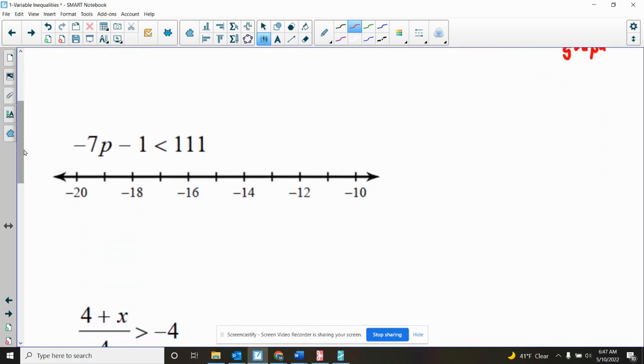Okay, let's go again. At this point, I would like you to try a quick pause. Give this a shot on your own and then unpause when you're ready to check. All right, I'm trying to get P by itself. So first, an addition of 1.